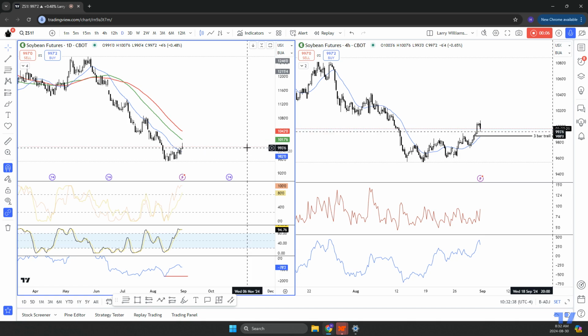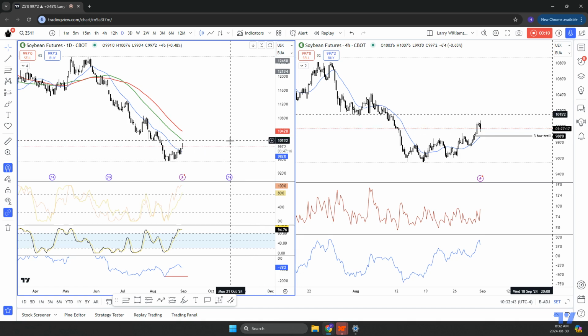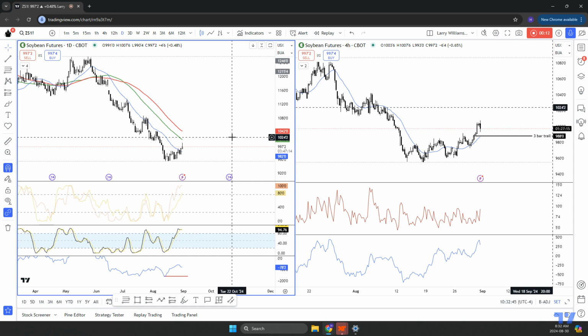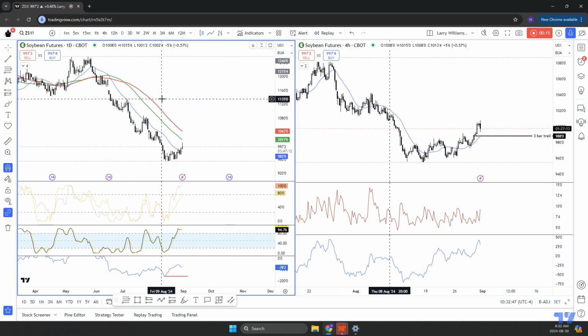I've got my Bluetooth headset. My proper microphone is not with me today, but I thought I'd hop on here and share a really nice looking trade setup that's forming here on soybeans.